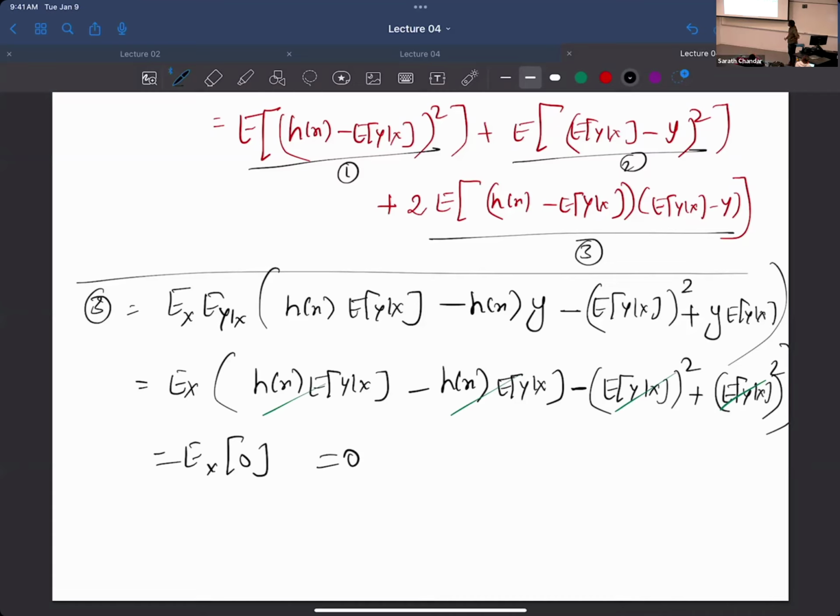We are doing the expectation over x and y, right? So I'm just factoring it as x and y given x. So it's the expectation over the joint distribution. Okay, so the third term is 0, and we don't need to worry about the third term. So let's just take the first two terms.